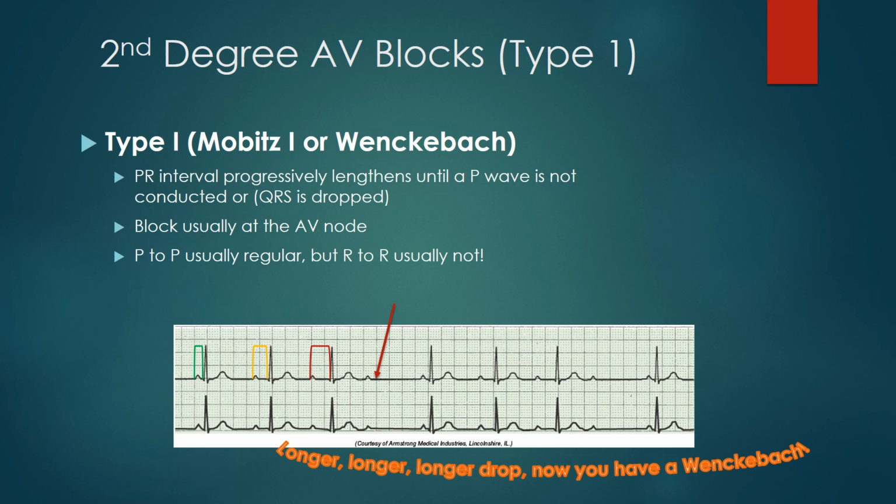So a helpful way to remember this is the rhyme: longer, longer, longer, drop, now you have a Wenckebach block. Just note that it's not always this nice rhythm. It's sometimes longer, longer, longer, longer. Sometimes it's longer, longer, drop. But ultimately, your PR intervals are getting progressively longer until there's no PR interval to measure because there's no QRS.